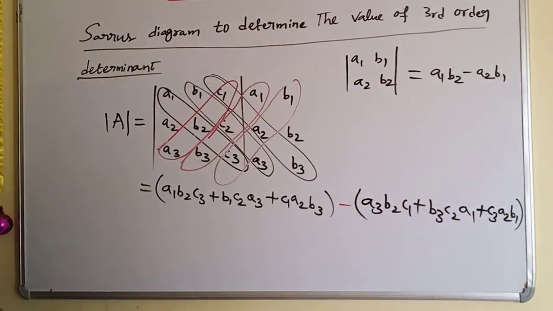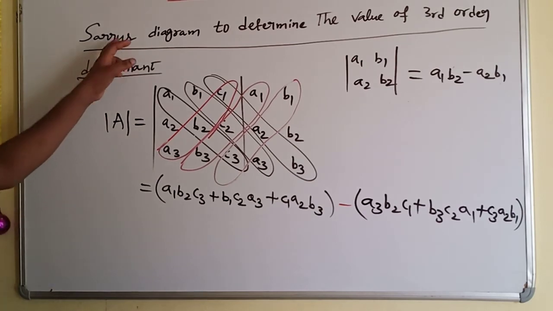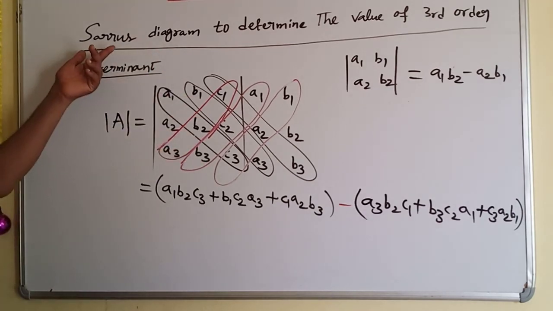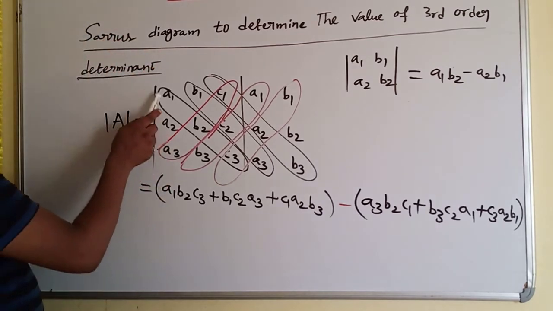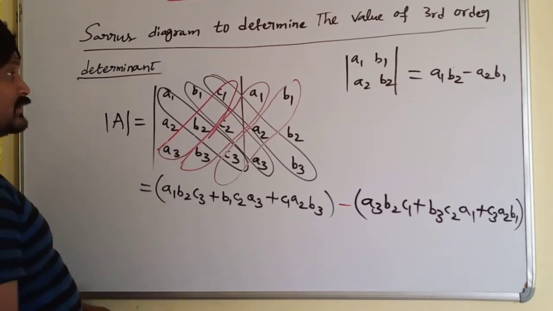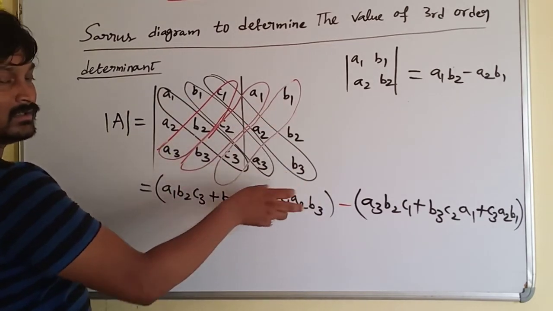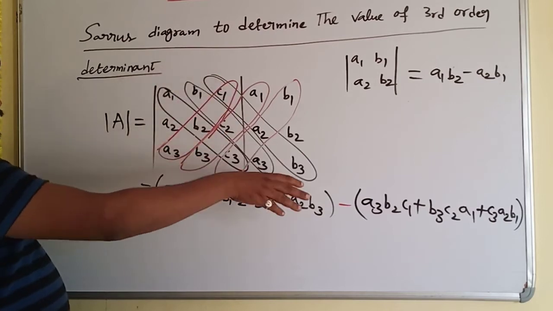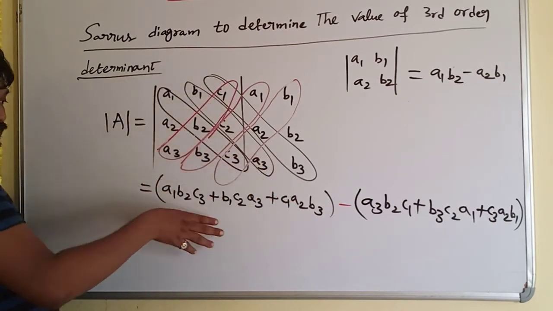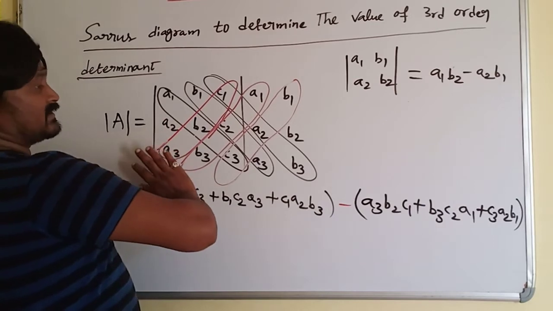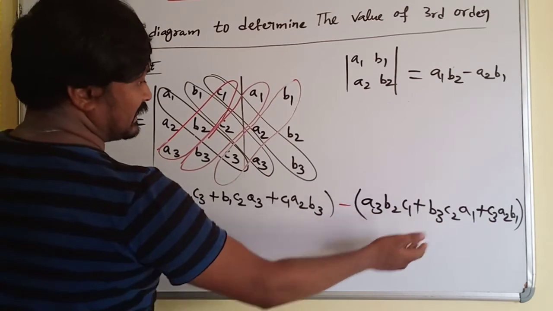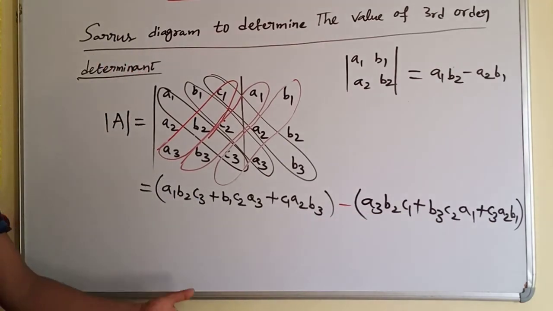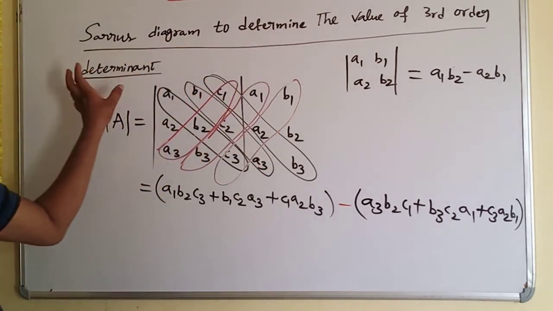Simple. You have understood now. This is the Sarrus diagram, named after the person who formed it. Now you have observed these three diagonals. What we need to do is simply repeat these two columns, then make three diagonals. The first three diagonals you write with plus, then the next reverse diagonals, going down to up, you write with minus. It is very simple to remember. That is the Sarrus diagram to determine the value of a third order determinant.